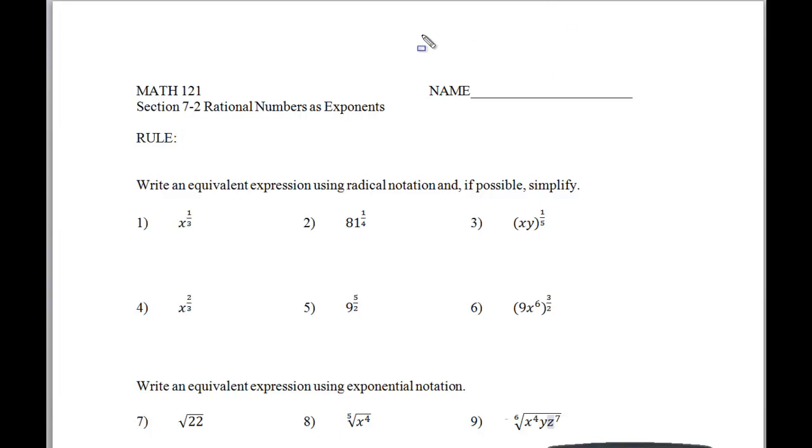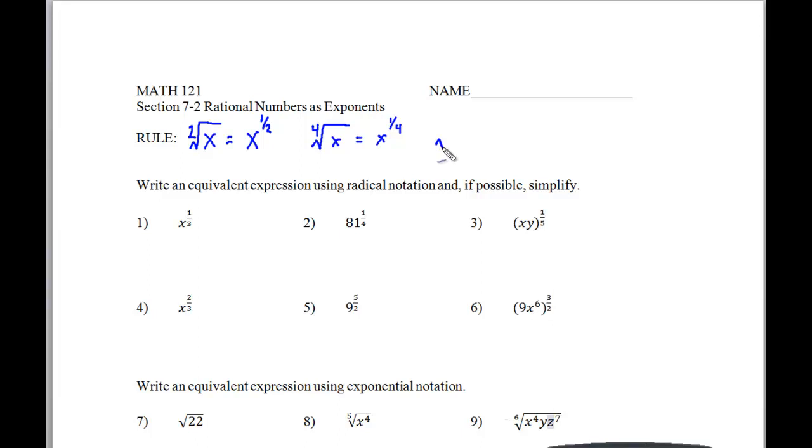Now, the basic rule here is that if you have a radical, like the square root of x, which has an index of 2 here, you can rewrite that as a fractional exponent, or x to the 1/2 power. This is also true for higher indexes, like let's say we have the fourth root of x, which is going to be x to the 1/4 power.